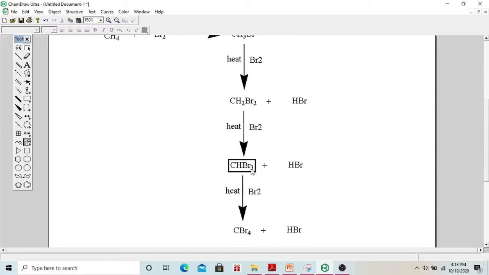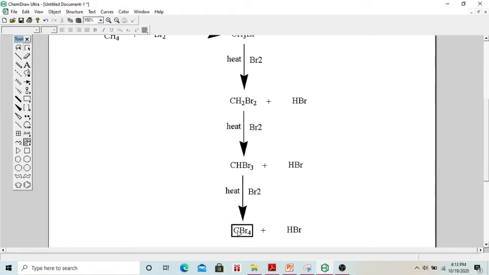Now, if this tribromomethane continually reacts with Br2, then that hydrogen will also be substituted with Br to form CBr4. Since there is already no hydrogen in the formula of this compound, all of the carbon is bonded with Br, 4 Br. Therefore, there are no hydrogens left.